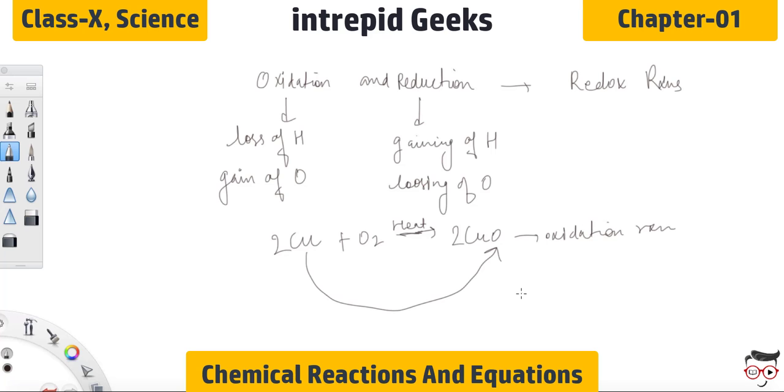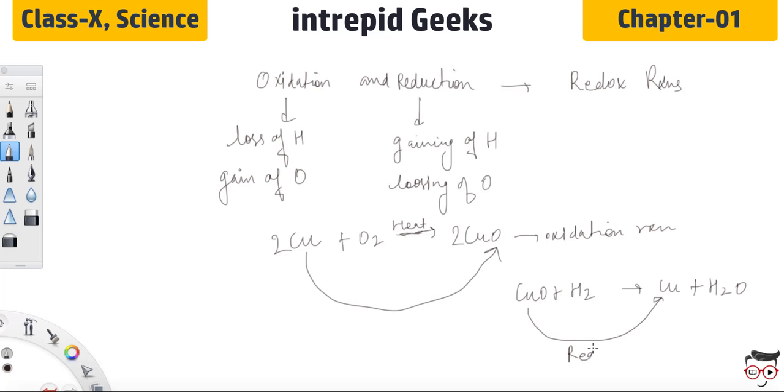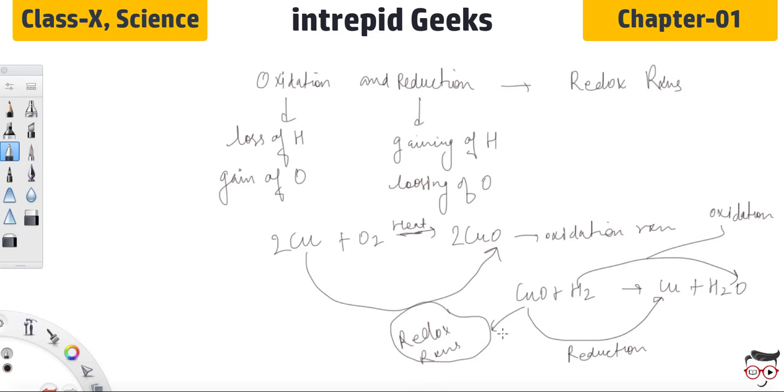Let's take another reaction. Copper oxide reacting with hydrogen, forming copper plus water. In this reaction, copper is losing its oxygen. That is why reduction of copper is taking place. And the hydrogen part is gaining oxygen. So we can say that reduction is taking place here and oxidation is taking place here. So these types of reactions are known as redox reactions, in which both reduction and oxidation are taking place.